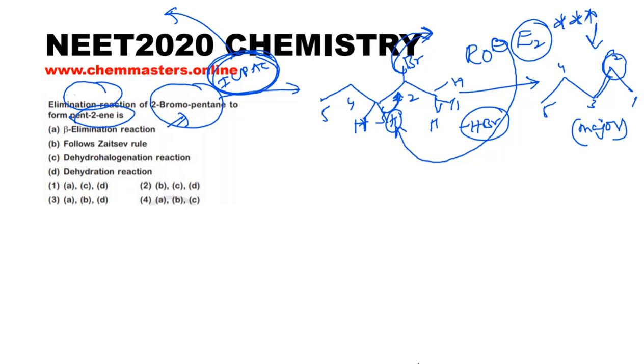And you can see that if the same base abstracts a proton from this terminal end, if it abstracts the acidic proton from this terminal end, then the product will be 1-pentene like this, which is the minor product here.